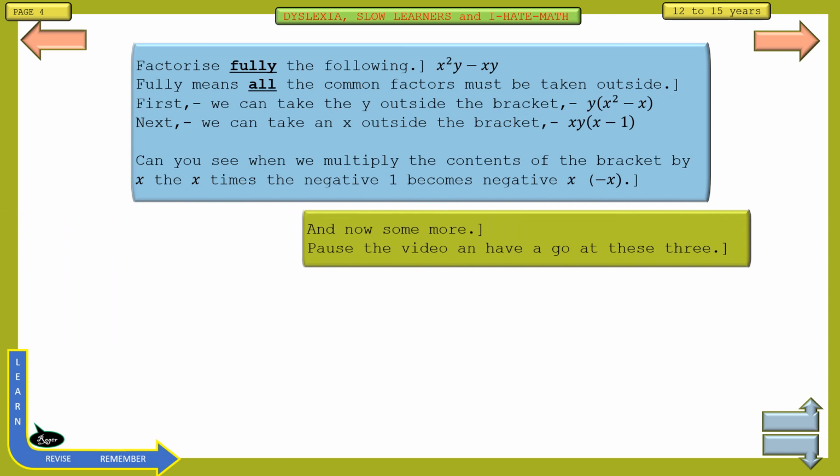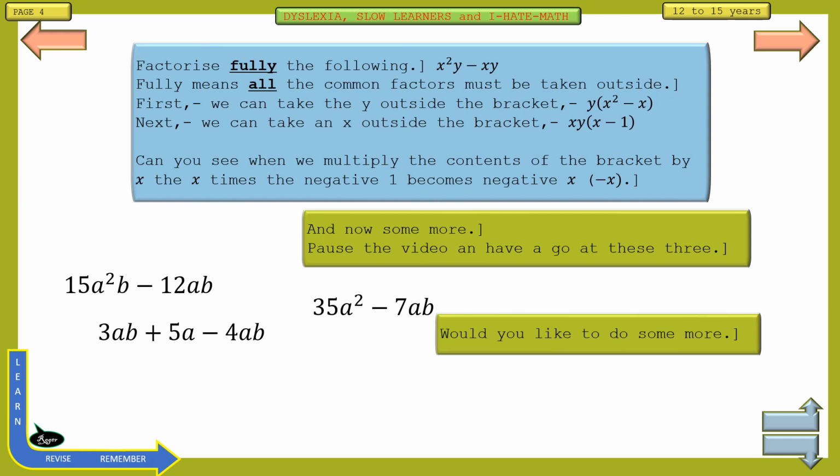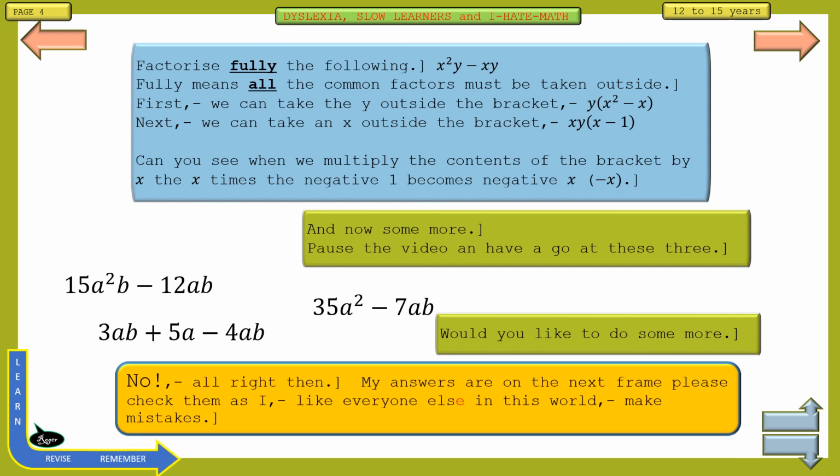And now some more. Pause the video and have a go at these three. Would you like to do some more? No? No, all right then. My answers are on the next frame. Please check them, as I, like everyone in this world, can make mistakes.